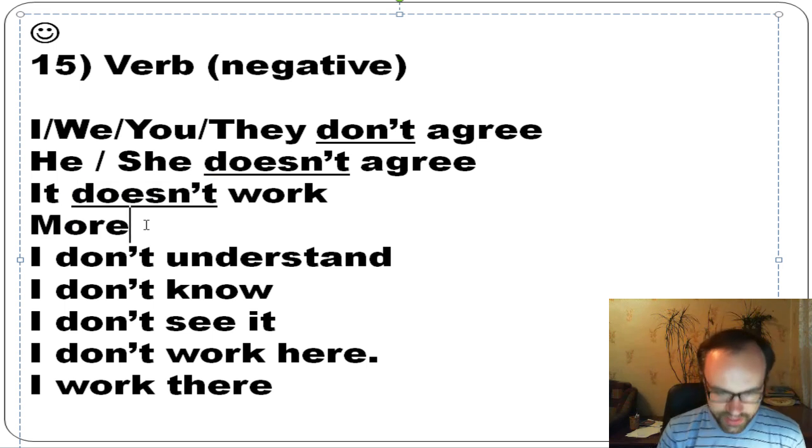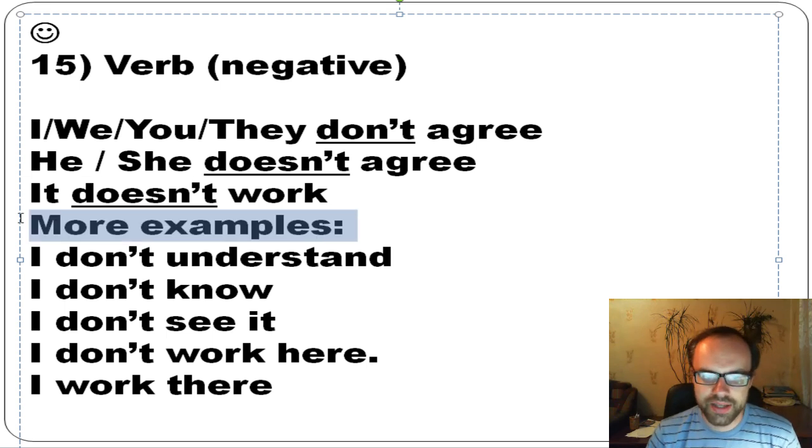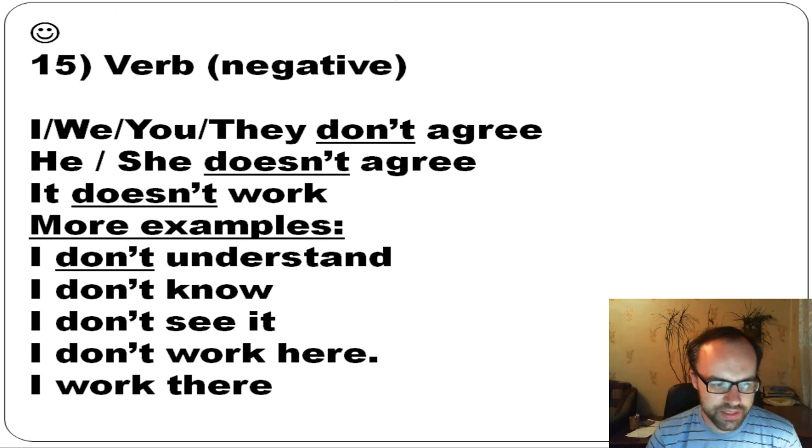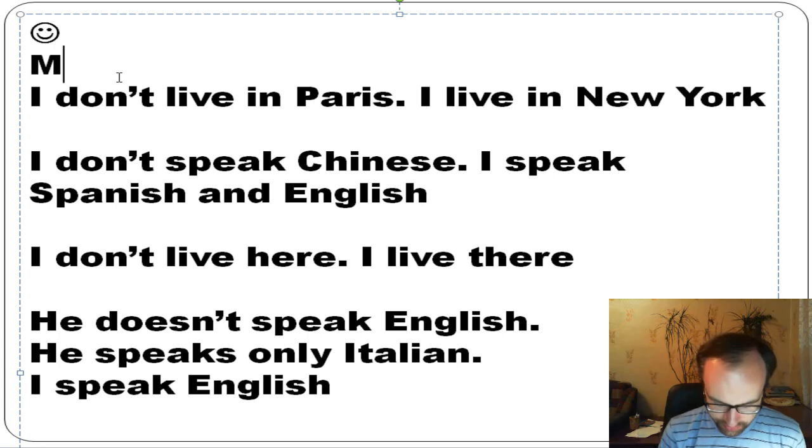Okay, so more examples. You see, I don't understand. So we use don't with I, we, you, they. Don't plus verb. I don't understand. I don't know. I don't see it. I don't work here. I work there. So it's easy. Next, more examples.